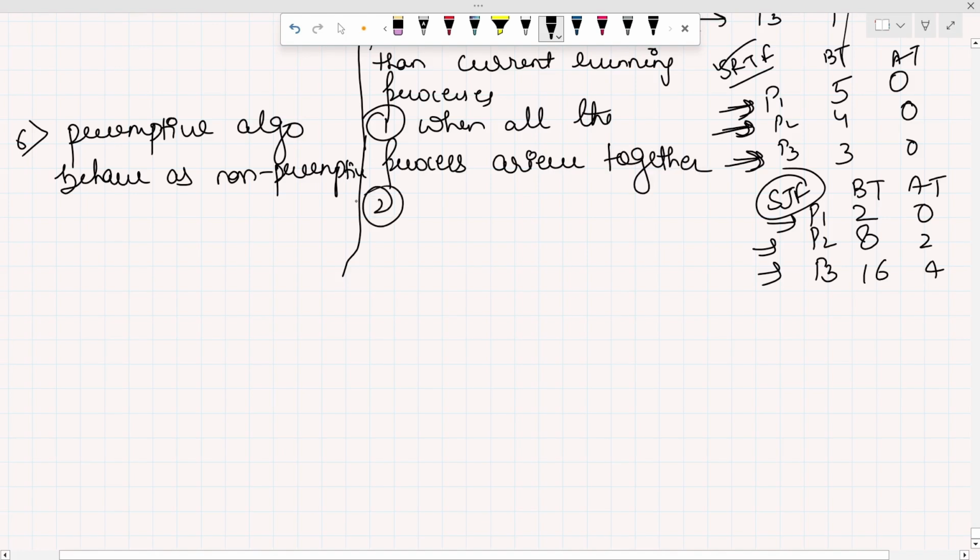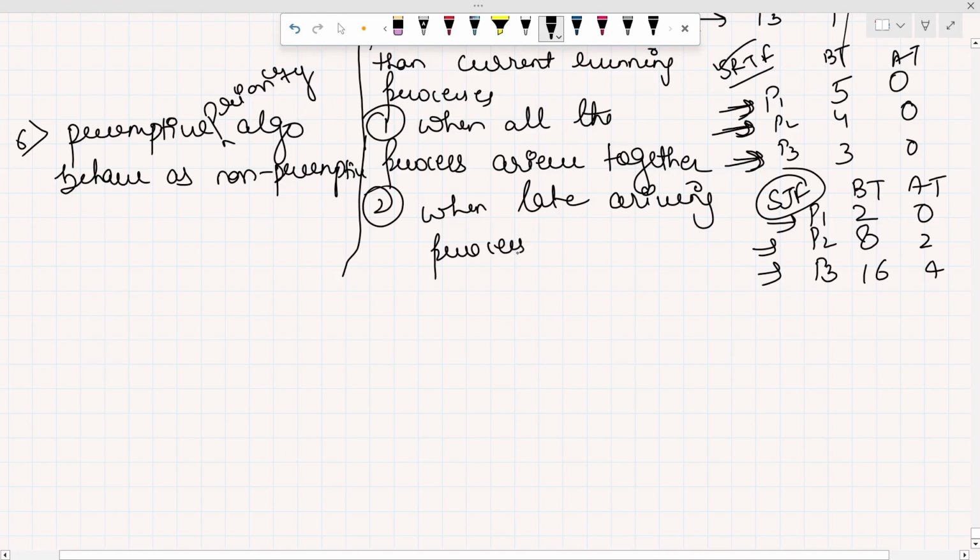Now, what is the next point? Is there any other thing as well? So the answer is yes. For preemptive priority, besides when all the processes arrive together, the next case is when the late arriving process has the lowest priority.